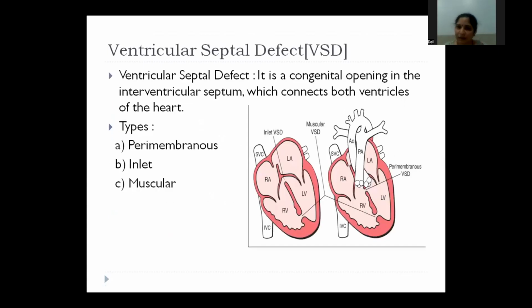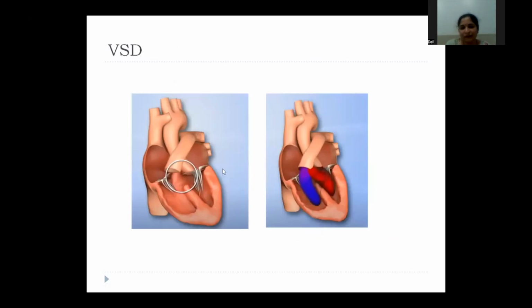Coming to the ventricular septal defect, this is the second commonest condition which we come across. It is a congenital opening in the interventricular septum which connects both ventricles of the heart. Again, it has three types depending on the position of the defect in the interventricular septum: perimembranous VSD, which is the commonest condition, inlet, and muscular VSD. This is a very nice diagram. There is a defect in the interventricular septum and blood mixes from LV directly to the RV and then the pulmonary circulation.